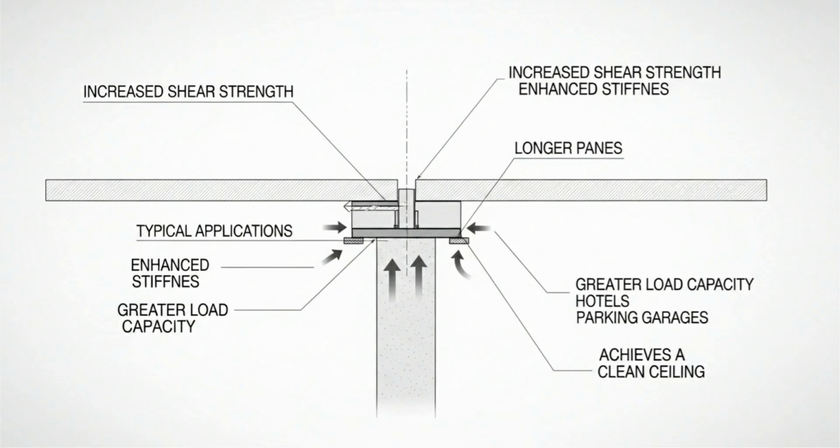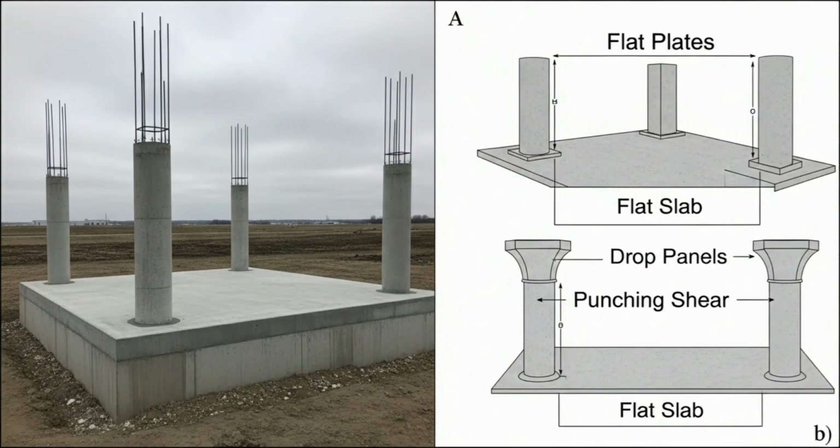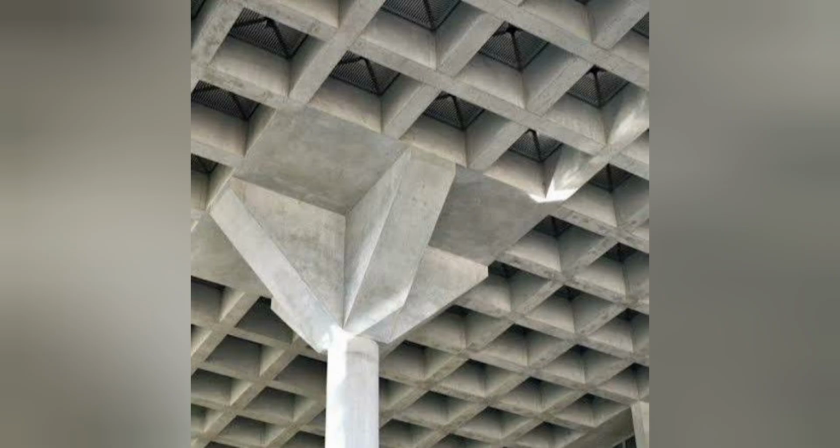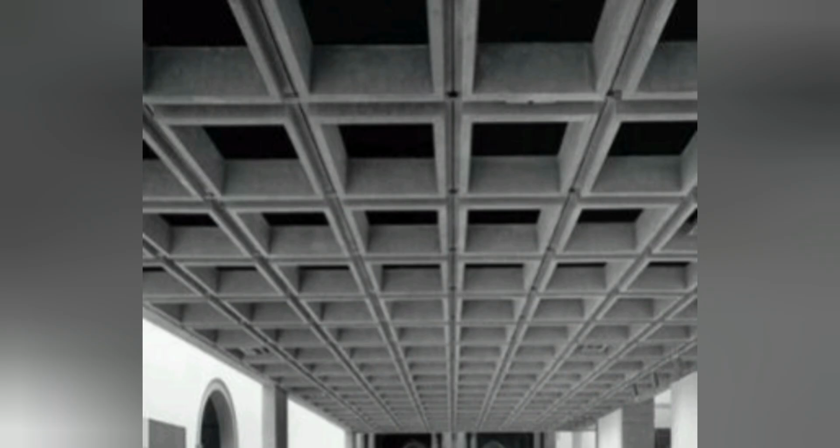When you need to span even greater distances without columns, or you need to support very heavy loads, you step up to more advanced systems. The waffle slab is a magnificent solution. It's a two-way concrete slab reinforced by a grid of ribs in two directions, with a thin topping slab on top. The void spaces between the ribs are created using modular fiberglass or plastic forms called domes.